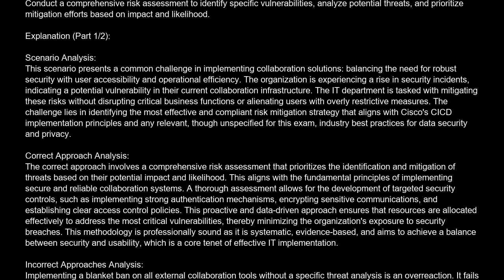This proactive and data-driven approach ensures that resources are allocated effectively to address the most critical vulnerabilities, thereby minimizing the organization's exposure to security breaches. This methodology is professionally sound as it is systematic, evidence-based, and aims to achieve a balance between security and usability, which is a core tenet of effective IT implementation.